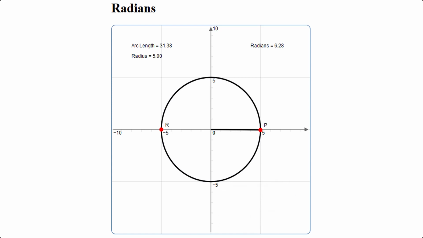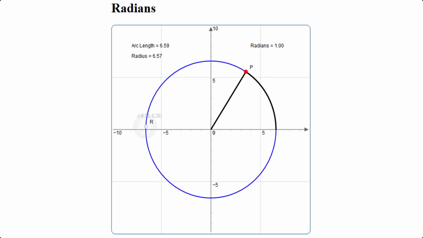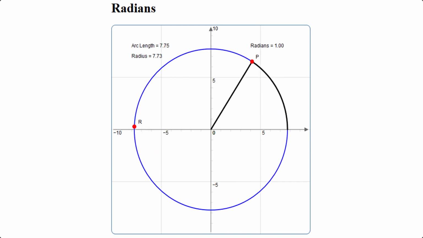Now, what's interesting about radian measure is it's independent of how large your circle is. So let me rotate around until I have 1 radian again. So I'll get as close as I can to 1 radian. If I change the radius of my circle, the radian stays the same. The radius is changing, but the arc length is changing at the exact same rate.